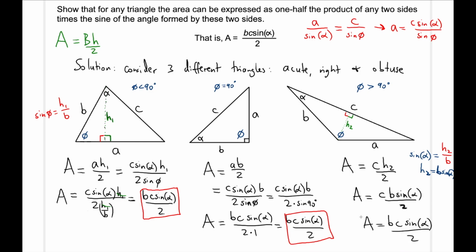So we've successfully proved that the formula also holds for the obtuse triangle. All right? So all three types of triangles lead us to conclude that this formula is accurate for any two sides B, C and the angle between them alpha, and you can relate these three by using this formula to find the area.